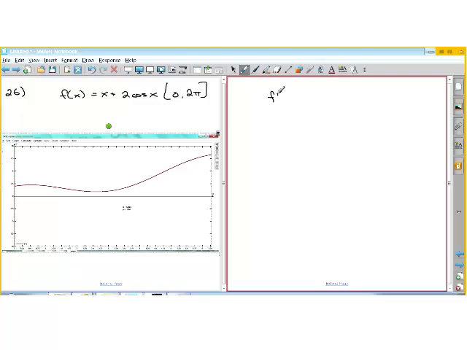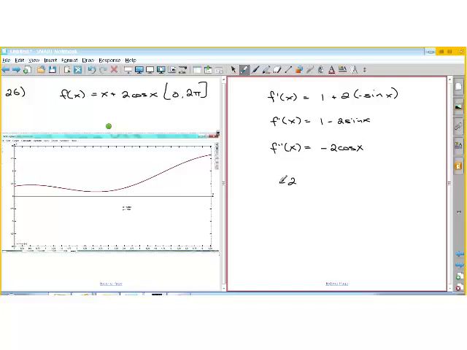F prime of x is 1 plus 2 times negative the sine of x, or it's equal to 1 minus 2 sine of x. Okay, now what do we do? Okay, we take the second derivative, so f double prime of x is equal to, well, derivative of 1 is 0, derivative of the sine is the cosine, so we get negative 2 cosine of x. So that's the second derivative.